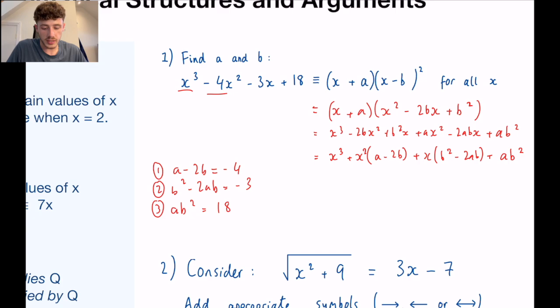Now, again at GCSE, a common way to do this would be to eliminate one of the equations and solve simultaneously. It would be quite a high level simultaneous equation at GCSE level, but we're not at GCSE level anymore.